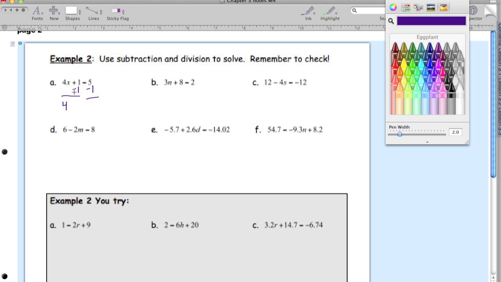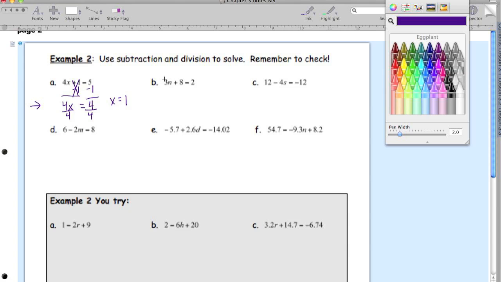My 4x is going to come down. Those cancel. 5 minus 1 is 4. Okay, and now we're down to a one-step problem, which we've already learned. These are being multiplied, so I do the inverse, which is to divide. Divide both sides, x equals 1.